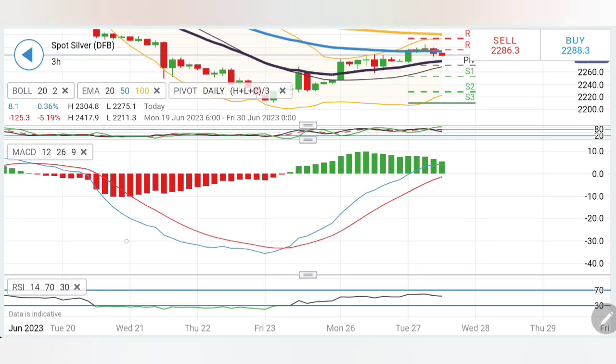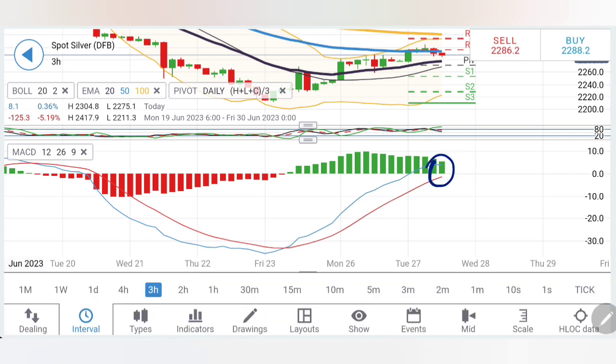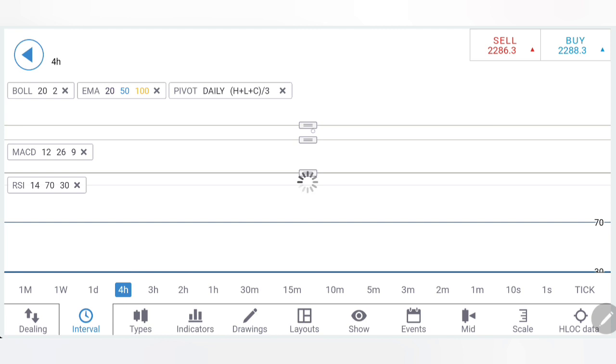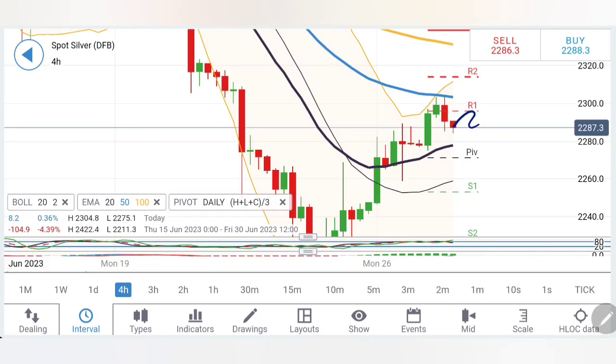The stochastic has dropped. MACD is in green, trying to converge. RSI is also almost flat here. And on the 4 hour chart, similar is the observation. Also, it can reverse here. We have to be watchful here. It can reverse completely and then continue with the upward move towards 2315, 2320 levels. This is the level where it is going to get the maximum resistance on the upside.